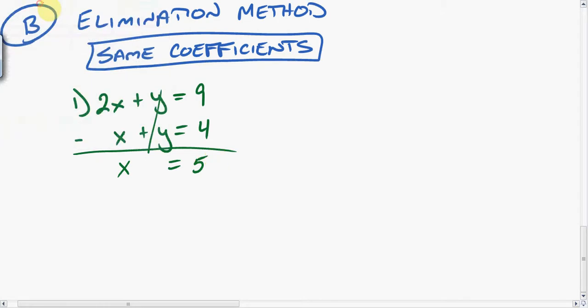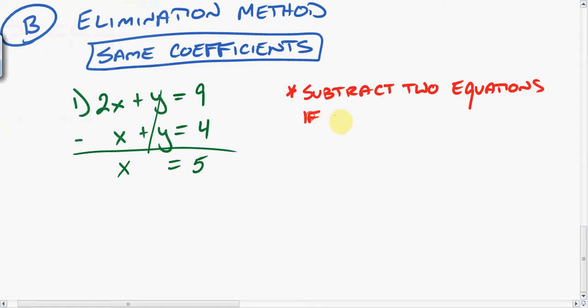I'll make a little note here, as we did before. You're going to subtract the 2 equations if the coefficients are the same.